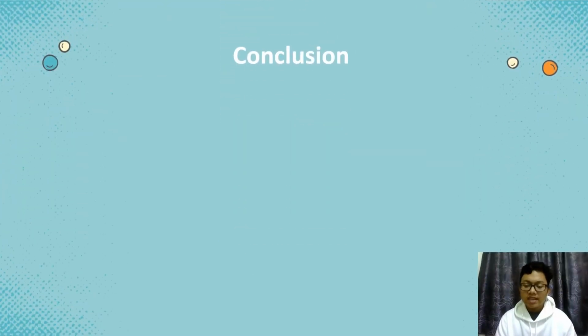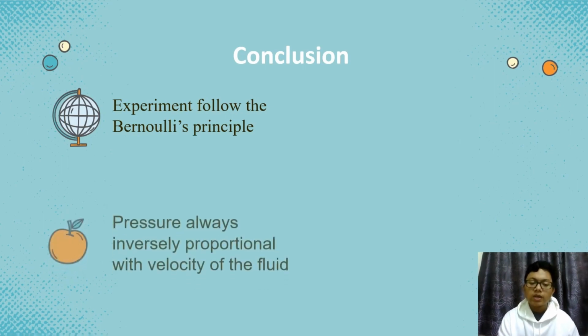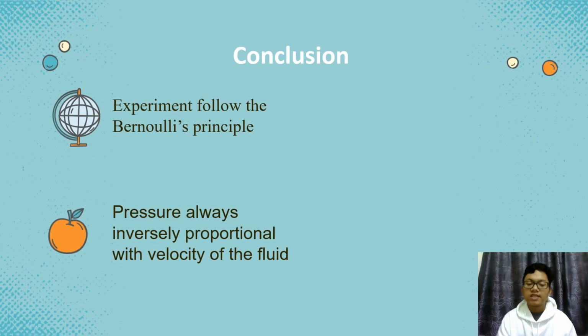To conclude, this experiment truly follows Bernoulli's principle, where the theory of Bernoulli's principle is really indicated in the results of this experiment. Also, we can see that the pressure is always inversely proportional to the velocity of the fluid, where the velocity is indicated when we change the area in each tube section and get a different velocity. So basically, this experiment truly follows Bernoulli's principle theory.